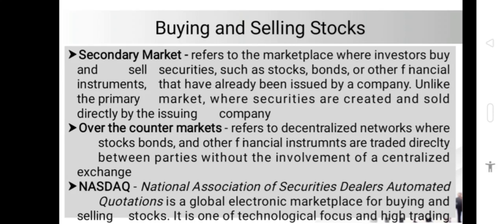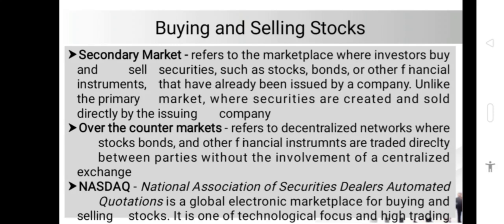This market ensures that securities can be sold quickly, allowing investors to manage their portfolios and adjust their investment strategies. By facilitating the continuous trading of securities, the secondary market also helps to determine fair market value through the forces of supply and demand, contributing to overall market efficiency and confidence.